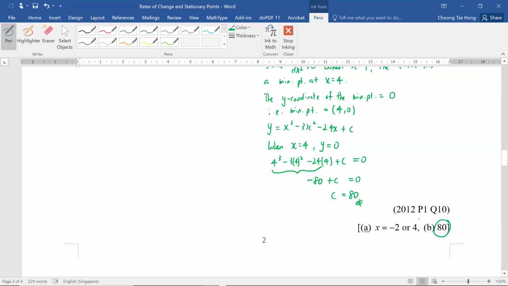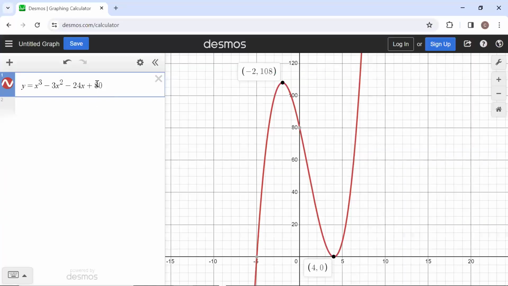Now I'm going to head over to Desmos. I've actually drawn out the graph using Desmos already, so we can take a look and see for ourselves how the curve looks like. So this is the curve. We found c to be 80, so I've replaced the c with 80, and then I've keyed in the equation of the graph, and this is what Desmos has given to us.